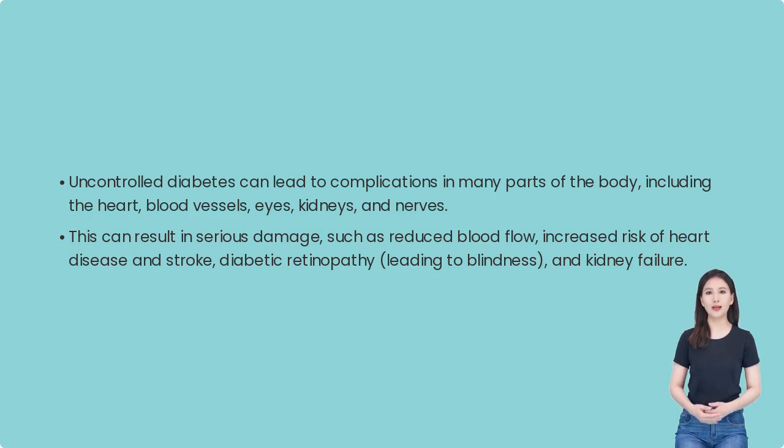Uncontrolled diabetes can lead to complications in many parts of the body, including the heart, blood vessels, eyes, kidneys, and nerves. This can result in serious damage, such as reduced blood flow, increased risk of heart disease and stroke, diabetic retinopathy, leading to blindness and kidney failure.